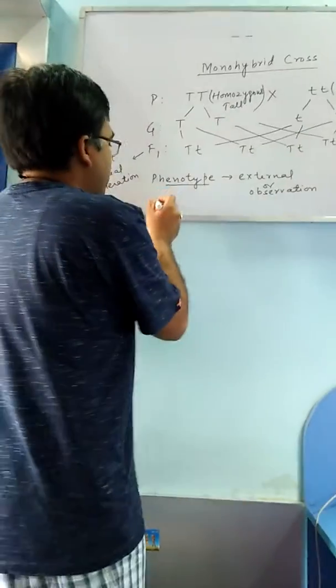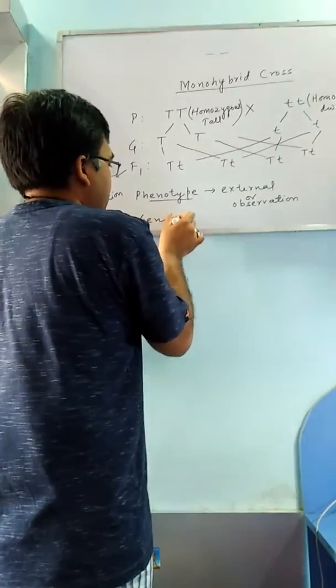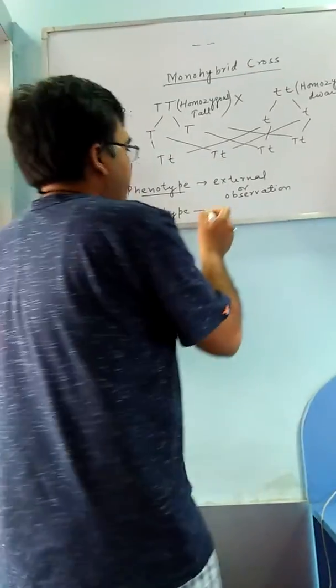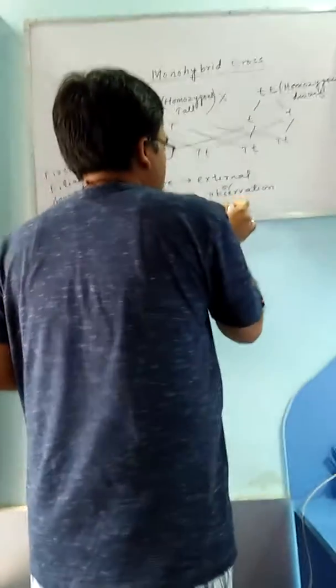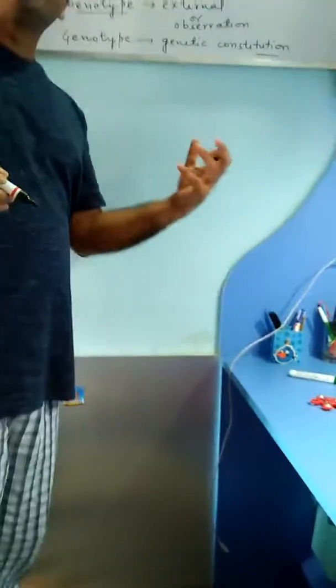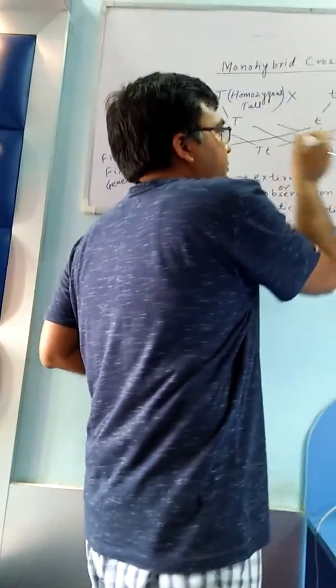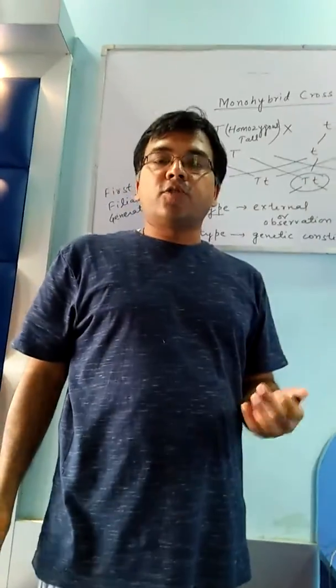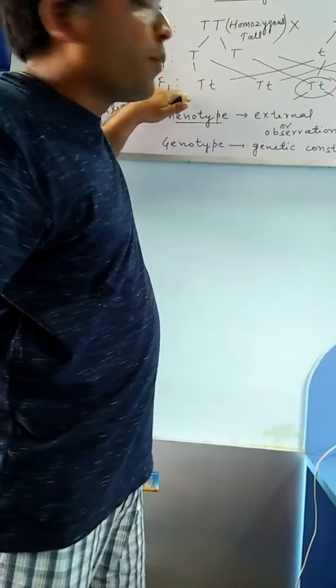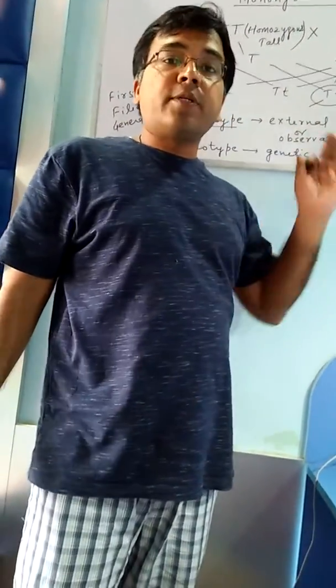And when we talk about the genotype, genotype is the genetic constitution of an organism. It cannot be observed externally, however its effects can be observed externally. You can see this capital T and small t, one allele for tallness and the other allele for dwarfness. This is the genetic constitution or the genotype. So if somebody asks you what is the genotype of the F1 hybrid, it will be one allele for tallness and one allele for dwarfness, that is capital T and small t.